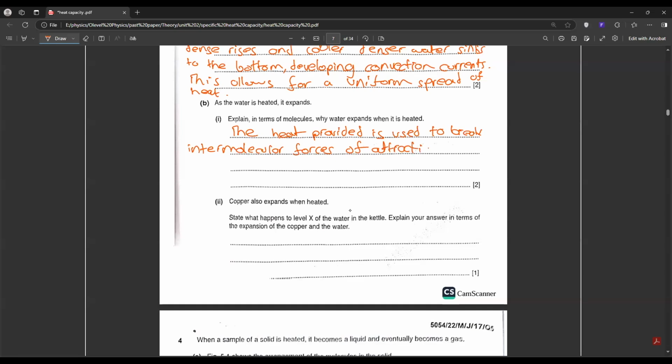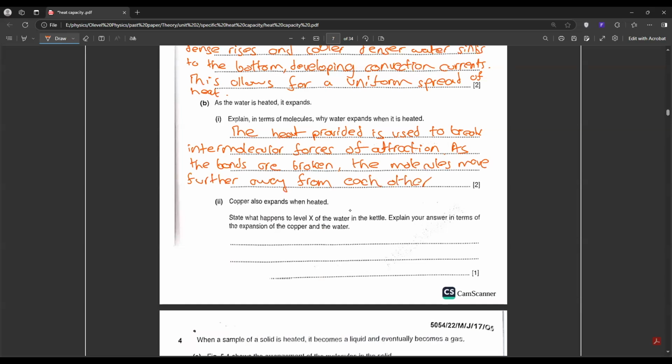And as the intermolecular forces of attraction break, what will happen? The molecules will move away from each other as the intermolecular forces are broken. The molecules move further away from each other. Simple. Let's move on to part 2.